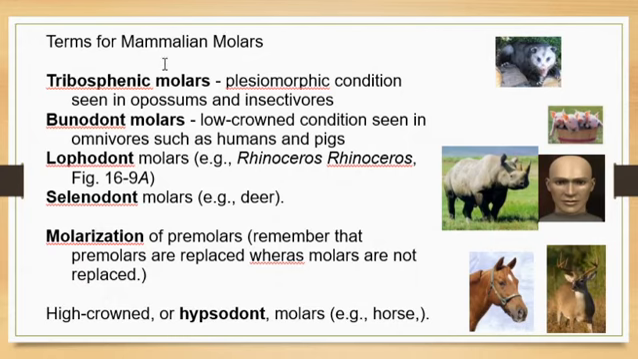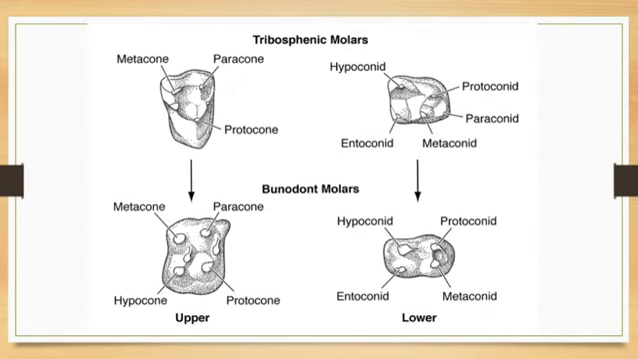In terms of mammalian molars, we have different designs. We have the tribosphenic molar, bunodont molars, lophodont molars, selenodont, and molarization is more on humans. So we have hypsodont. So this is a tribosphenic.